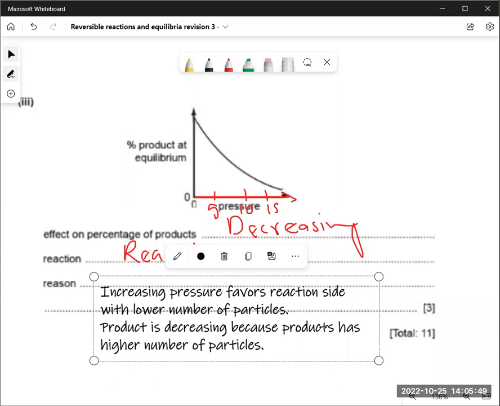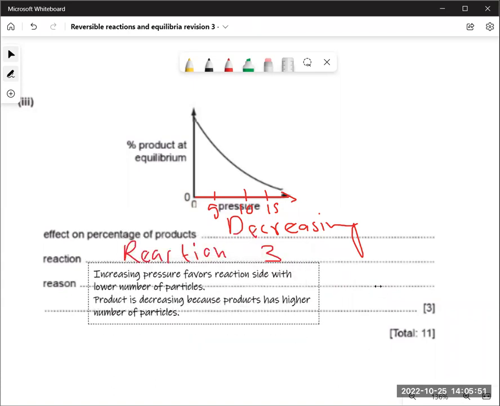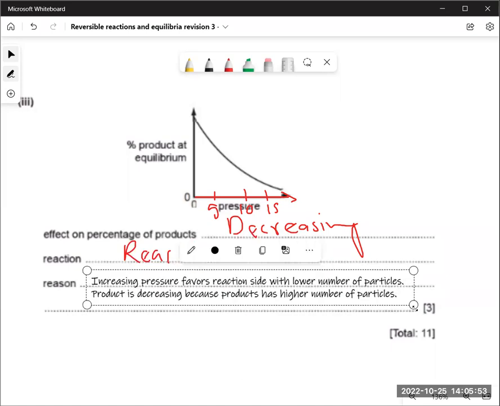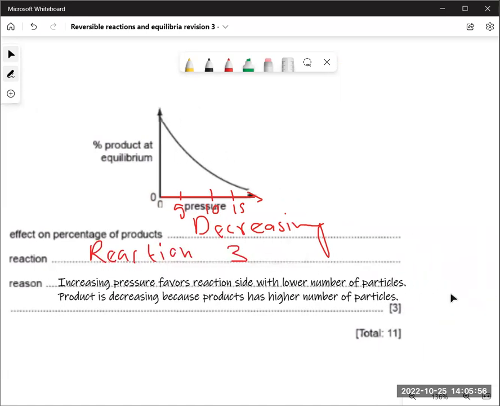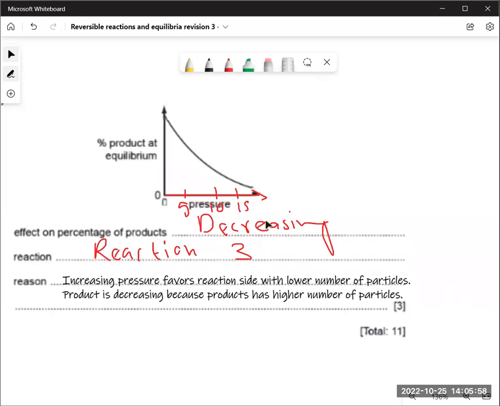That's full marks again. So memorize the rule and use your brain to answer the question on why it will happen. Since the product side has a higher number and you're increasing the pressure, it is going to the reactant, and since the reactant is increasing, the product is decreasing. 3 out of 3. Any doubts?